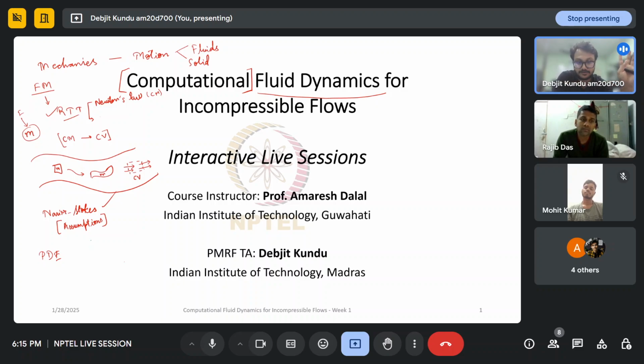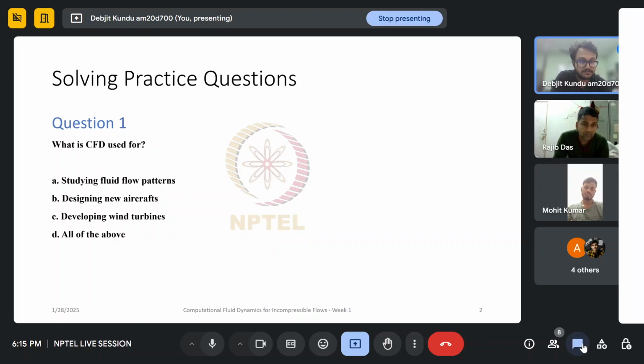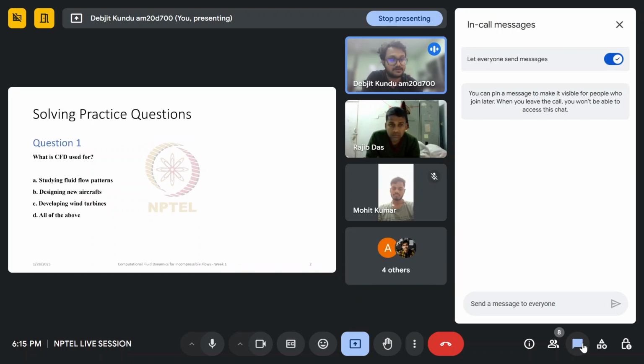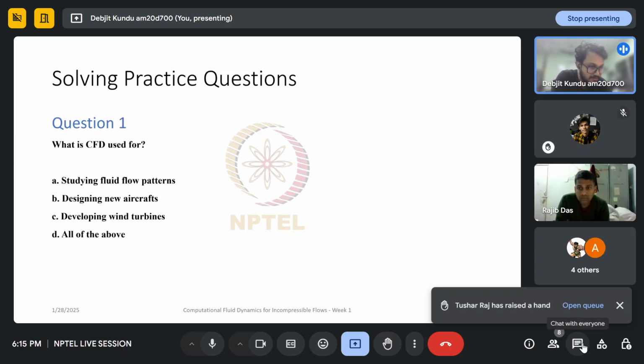Now, without any further ado, let's dive into today's session. We will look at some very basic questions. So the first question of today's session is asking us, what is CFD used for? And we have four options. So read these options very carefully and try to pick out the correct answer. And once you have picked out your favorite answer, you can either type in the chat box, or if you feel comfortable, you can unmute and answer as well, whichever way you feel comfortable. And if you have any doubt or any question along the way, please do not hesitate. Please just ask away. Right now I can see a hand raised.